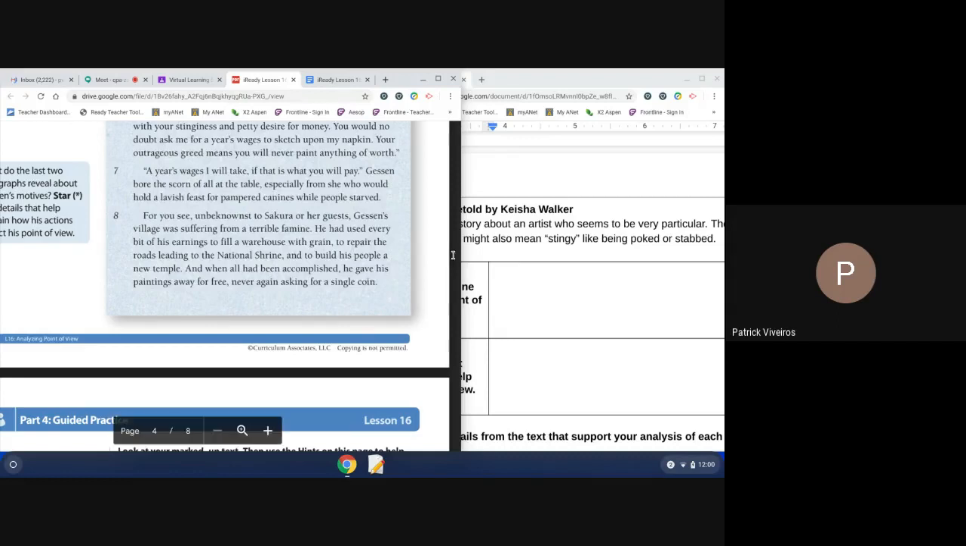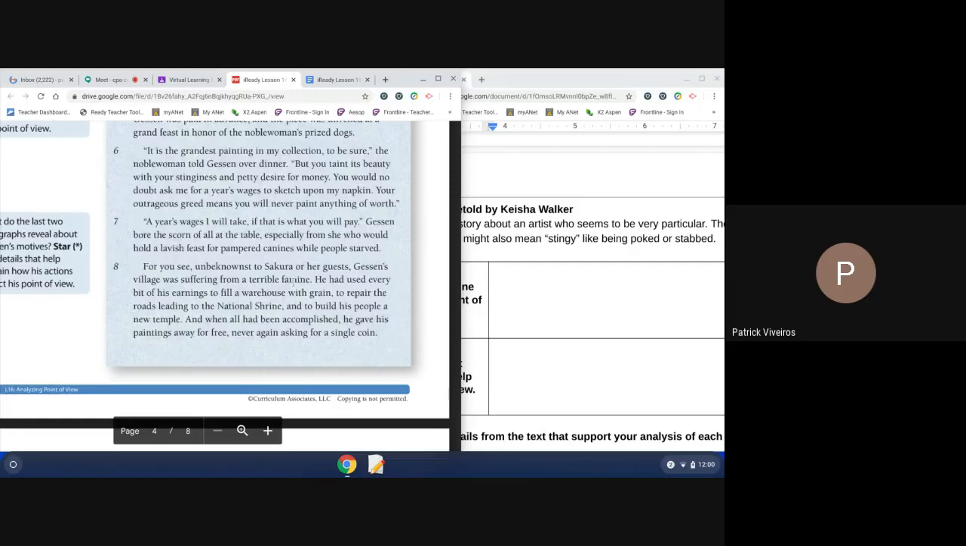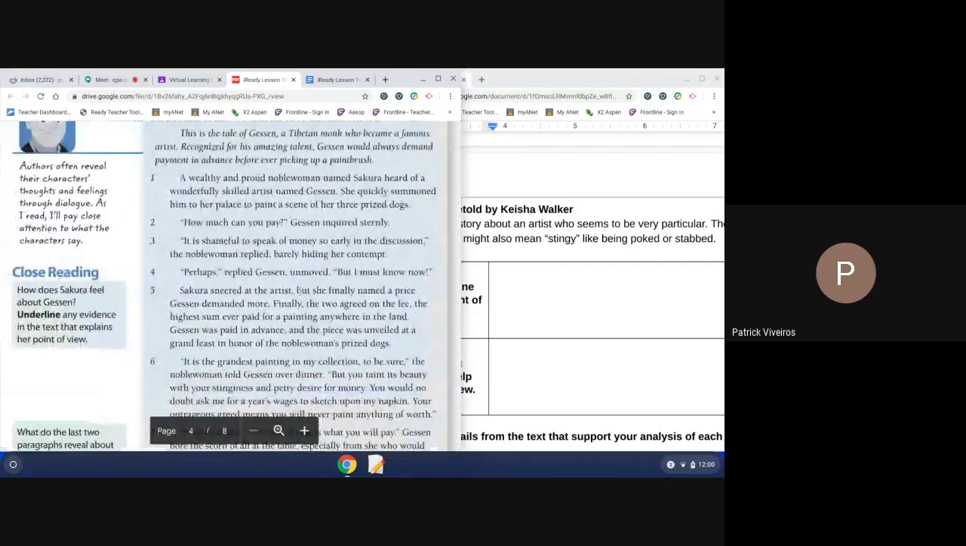Okay, kind of a somber ending to that story. So we're going to get to the close reading. Again, the close reading wants us to find evidence that shows how Sakura feels about Gesson. I really like to hone in during this early exchange in paragraphs 1 through 5. So I'm just going to reread it quickly because I think there's a lot of evidence here that could help us with this.